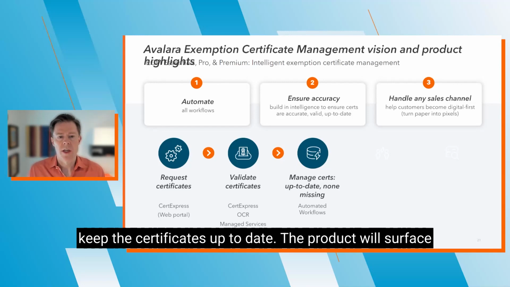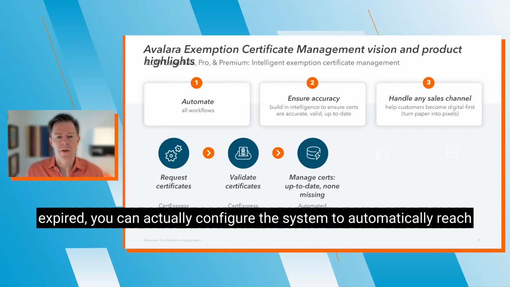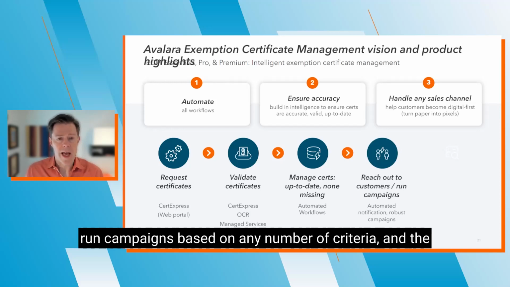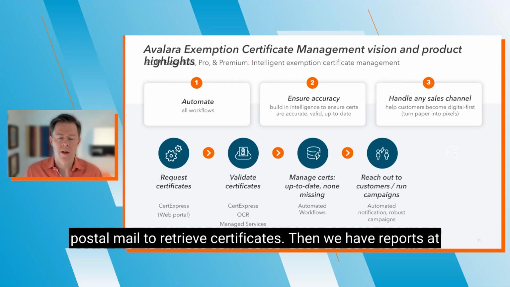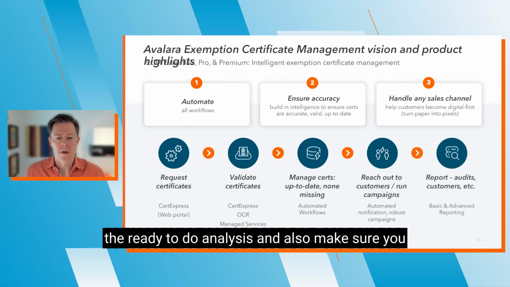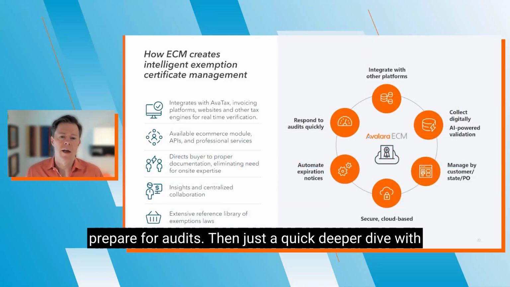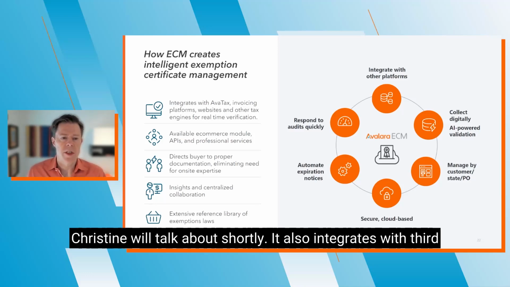And then we help keep the certificates up to date. The product will surface the customers that are missing certificates, and when certificates have expired, you can actually configure the system to automatically reach out to customers when certificates are expiring. And then you can run campaigns based on any number of criteria, and the campaign just refers to that automated outreach via email or postal mail to retrieve certificates. And then we have reports at the ready to do analysis, and also make sure you're prepared for audits. And then just a quick deeper dive with ECM. So it integrates with Avatax, our calculation engine that Christine will talk about shortly.